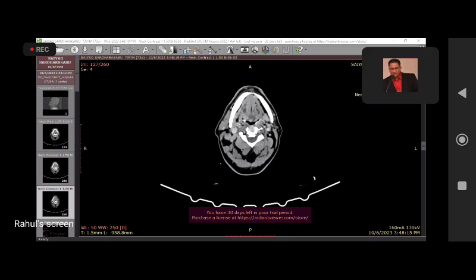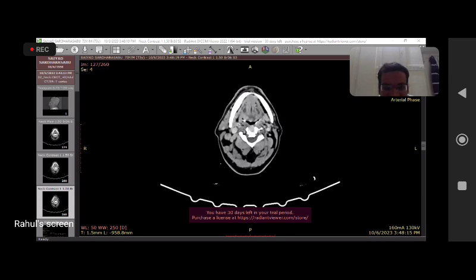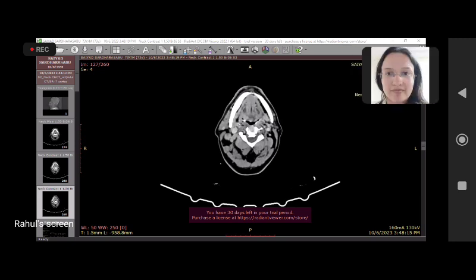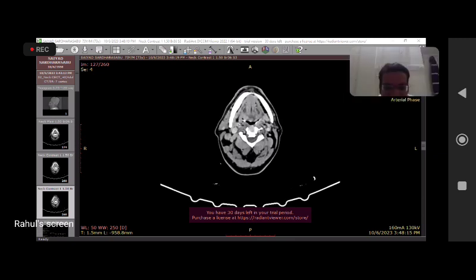Very rarely, there are some isolated reports, but very, very rare. Even if your level 2 is slightly encroaching on 1B, that is not 1B involvement. So 1A and 1B are usually never involved. Very, very, very rare.